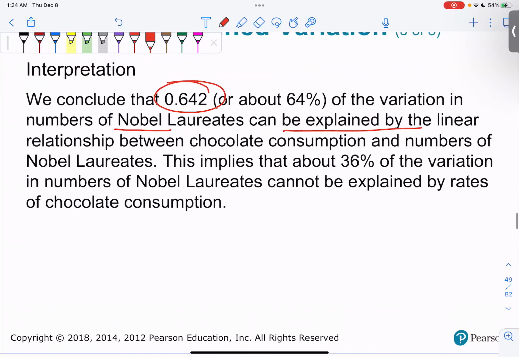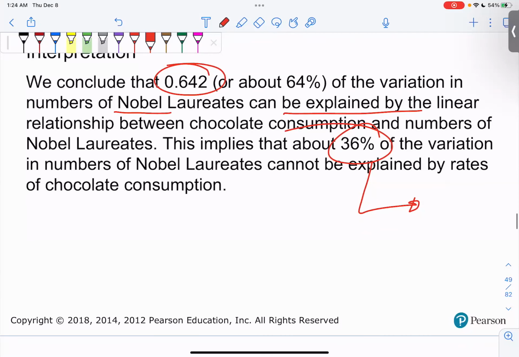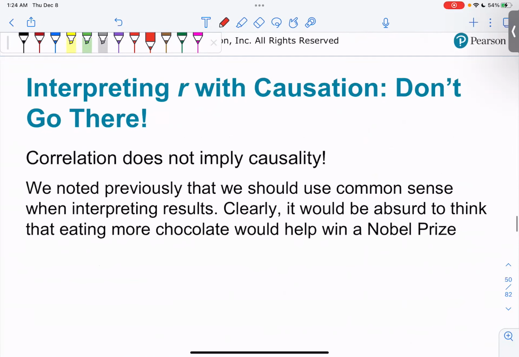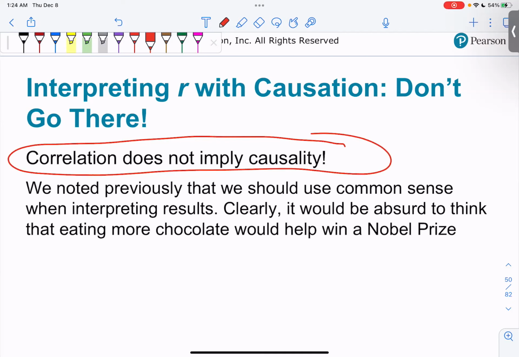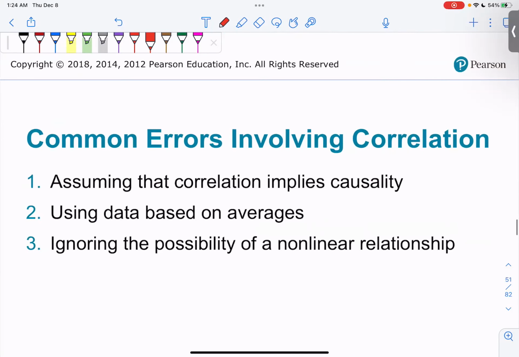And if 64% of the variation can be explained, then 36% of the variation cannot be explained using chocolate, and maybe we have different factors that we didn't study, or sampling error. Yes, and correlation does not imply causation, which we already explained.